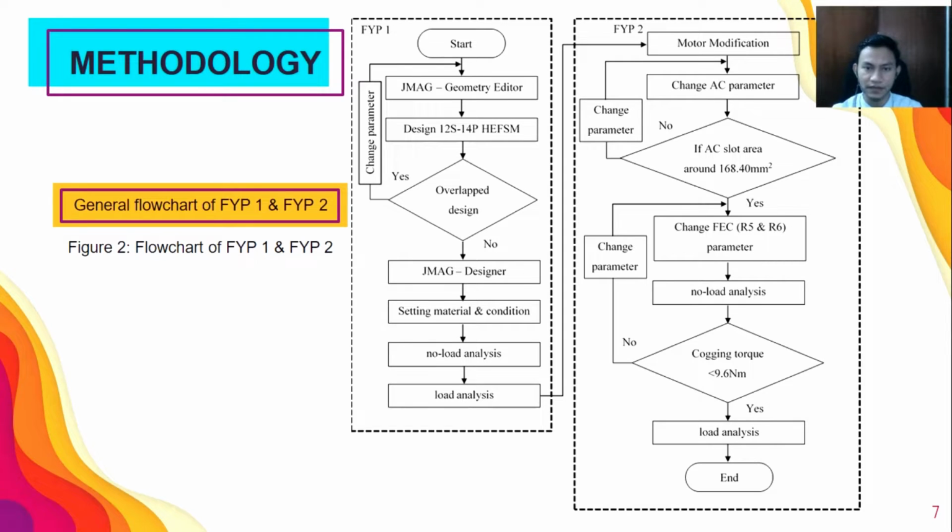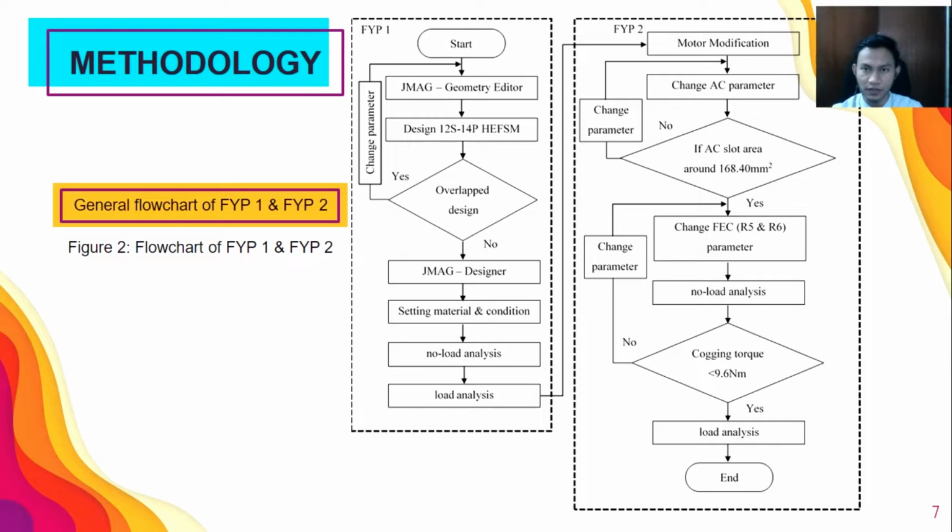Basically, we use the geometry editor to design the 12 slot 14 pole HFSM. If the design has an overlapped design, we need to change the parameter. If not, we move to JMAG Designer to set the material conditions, and after that, we proceed to no load analysis and load analysis. Okay, then we proceed to FYP2.